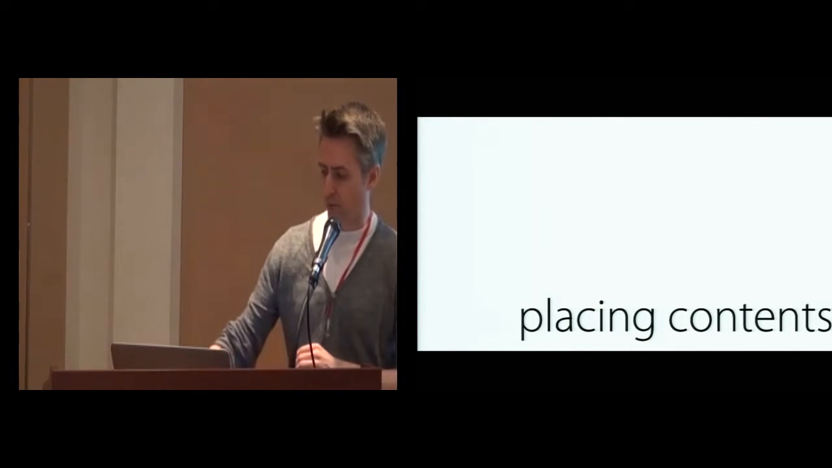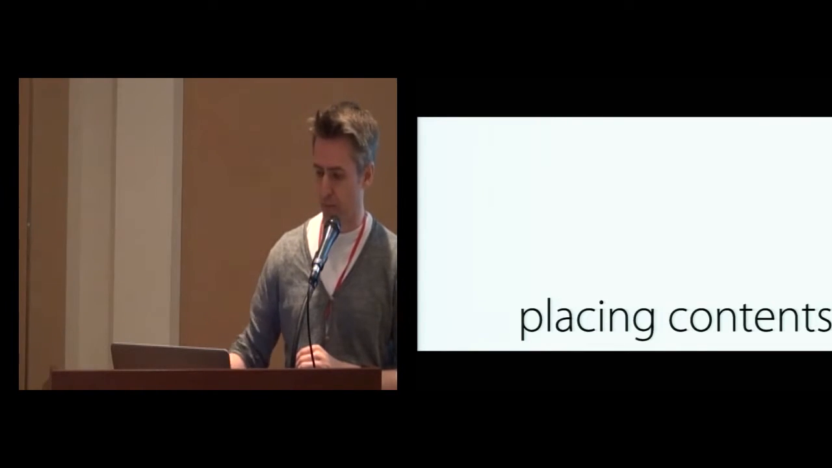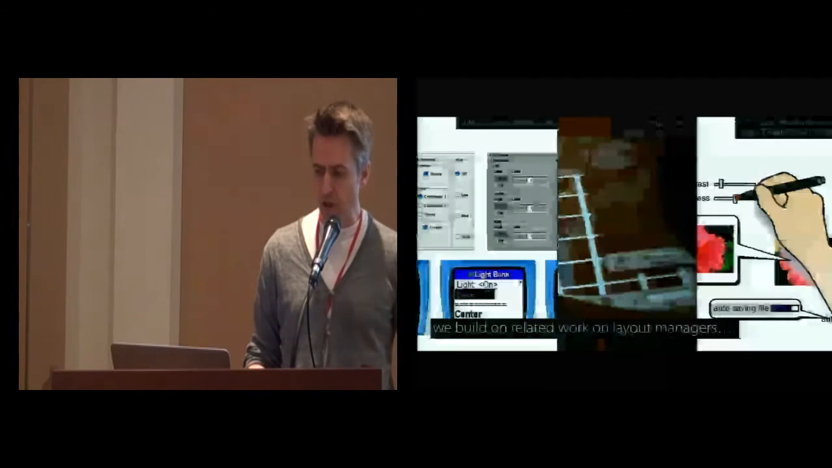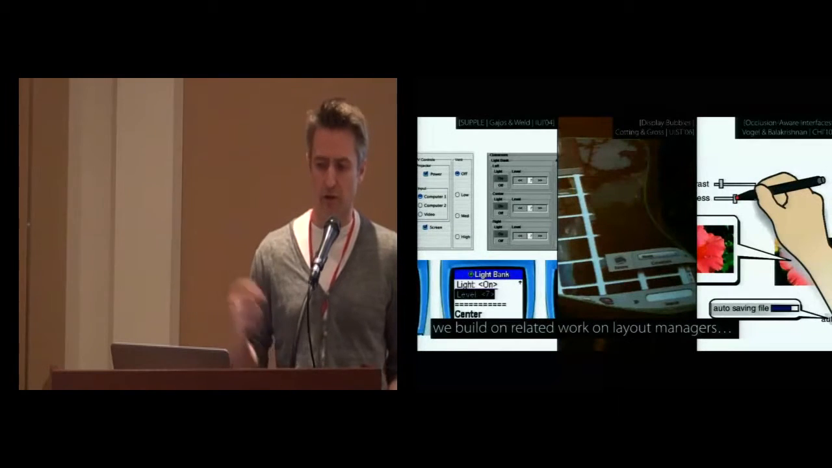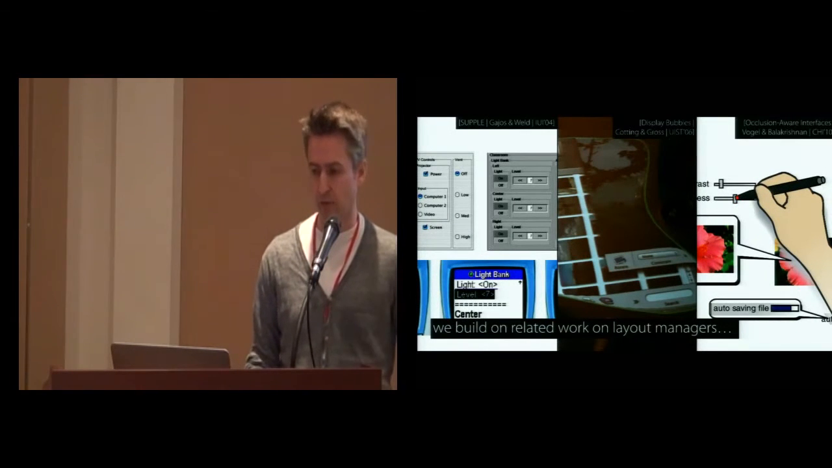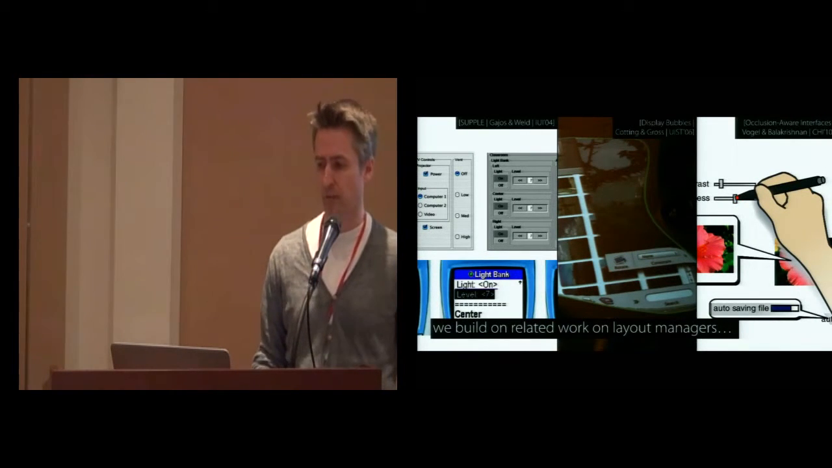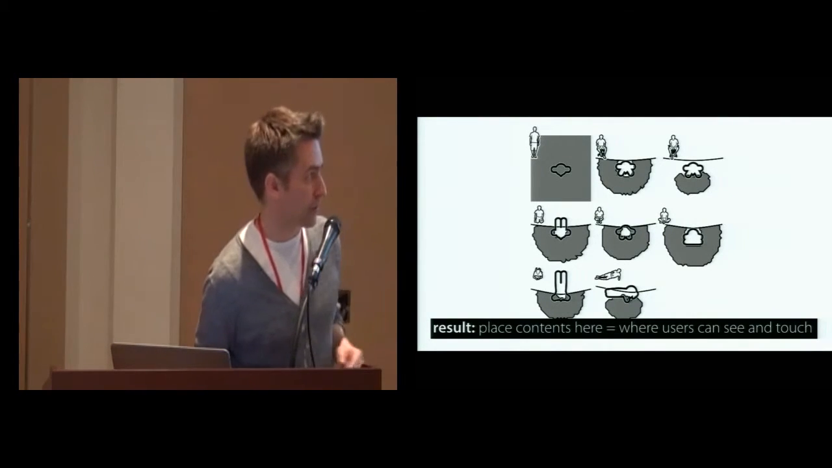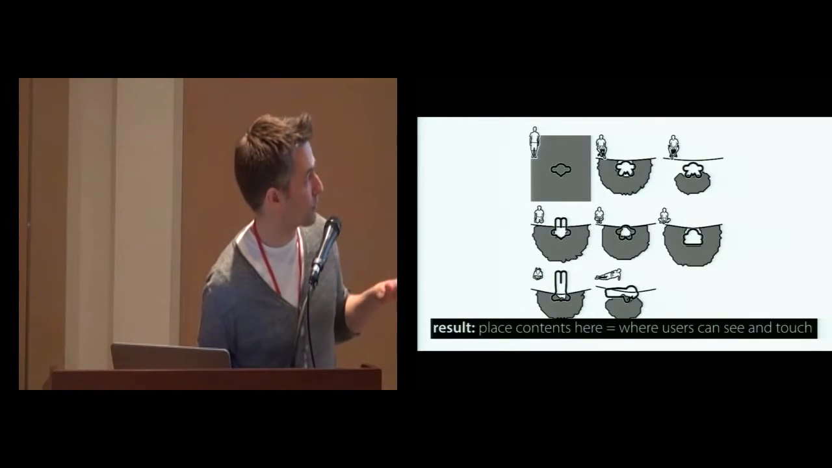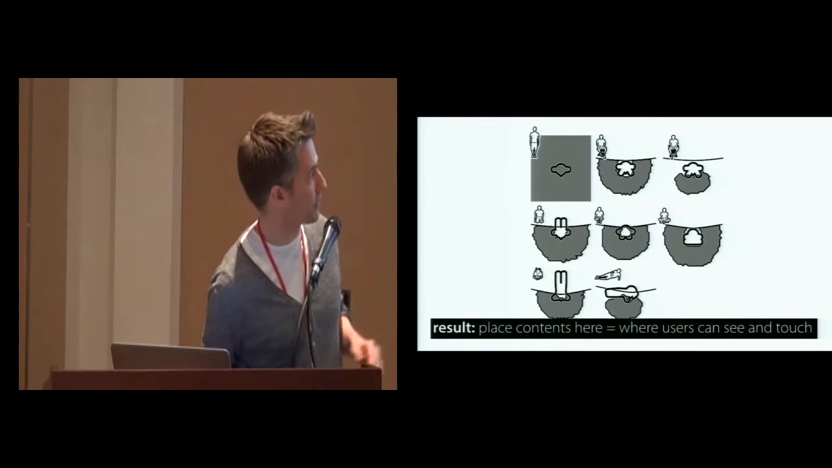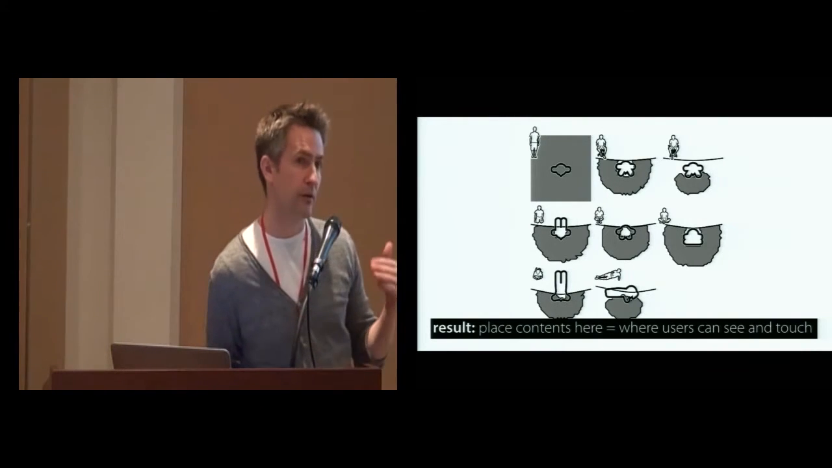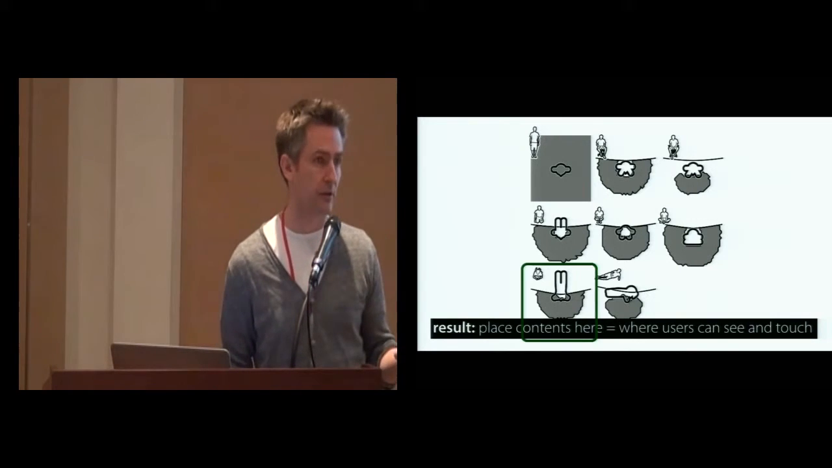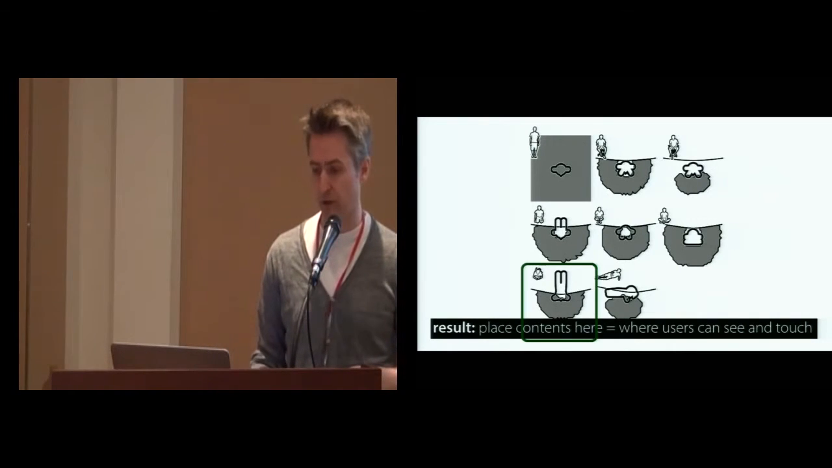All right, next step, we had to look at placing contents. And for that purpose, we're building on a range of work that published at CHI and related conferences, including supple display bubbles and occlusion-aware interfaces. And let me just show you the quick result of this. For every pose, we try to determine what's a good space for placing our interfaces so that the users could see them and touch them, because that would be necessary for the interaction.